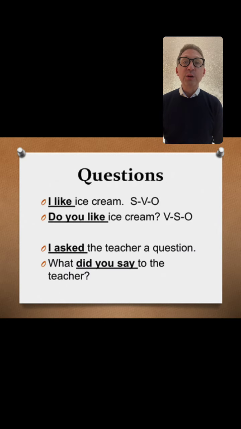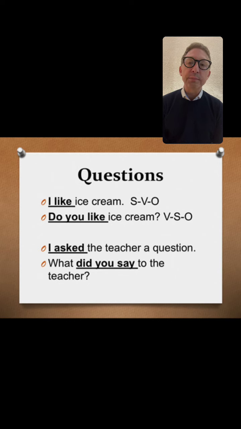Now let's look at the most important or most common feature of inversions, and that's with the question. So we have a statement here: I like ice cream. And when we convert this to a question, you can see the inversion. Do you like? Verb, and then the subject: do, and then you. Do you like ice cream?